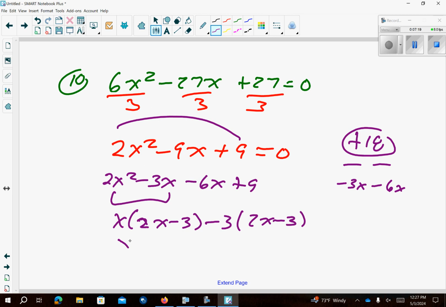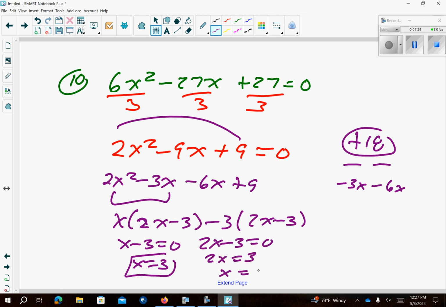Both signs change, so x minus 3 equals 0, so x equals 3. There's one answer. 2x minus 3 equals 0, so add 3 to both sides. Divide by 2. So my two answers are x equals 3 and x equals 3 over 2.